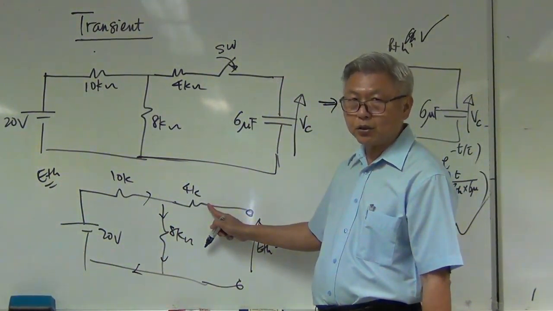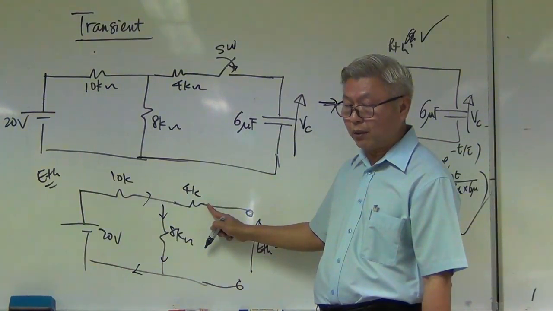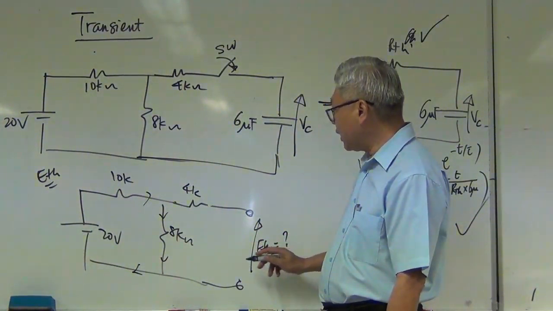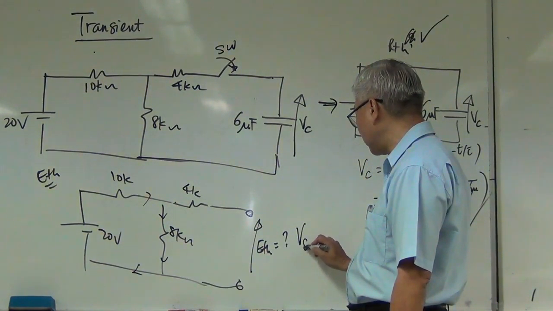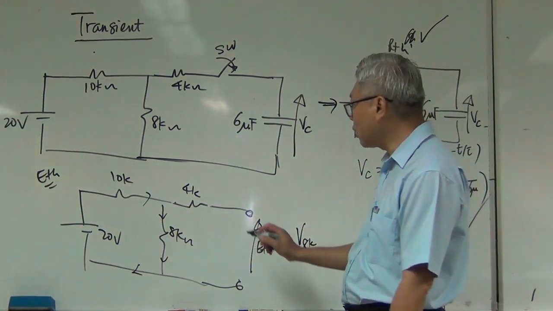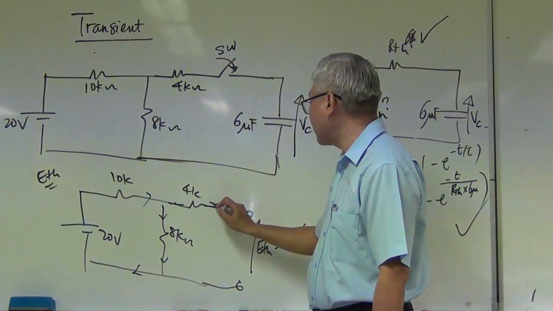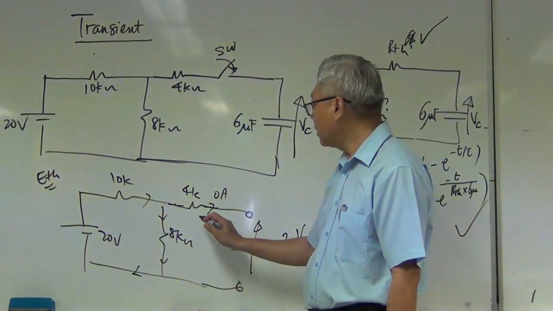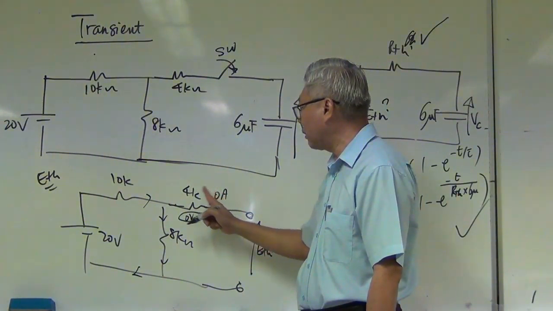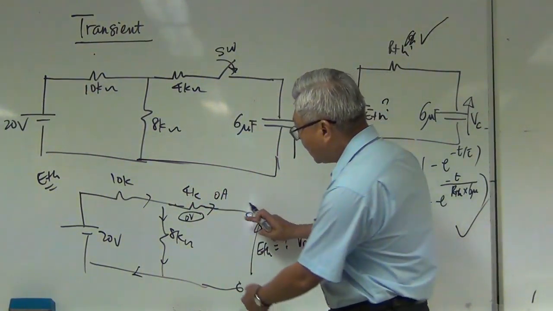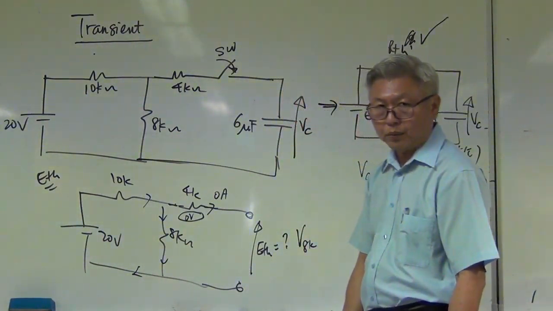Is there any current passing through the 4K? No, the answer is no. No current passing through it. So ETH is just the voltage across the 8 kilo ohm. Why is it so? Because there's no current passing through here, it's 0 ampere. So the voltage here is 0 volt. V equals I times R, so it's 0. So ETH is just the voltage across the 8 kilo ohm.